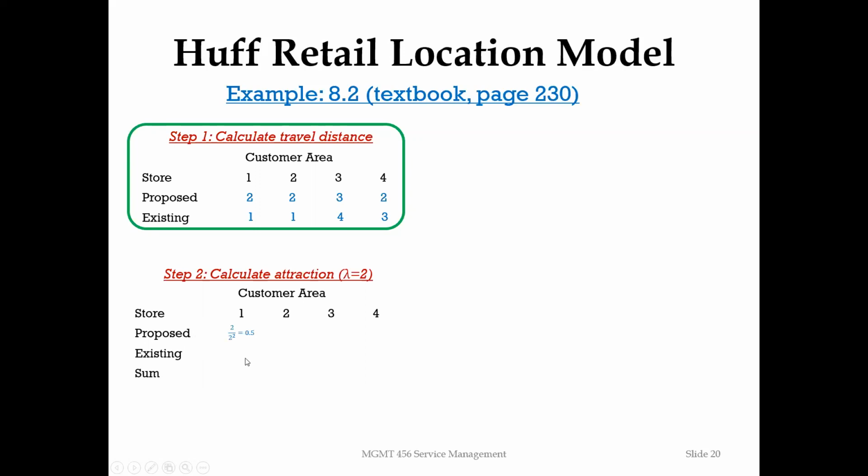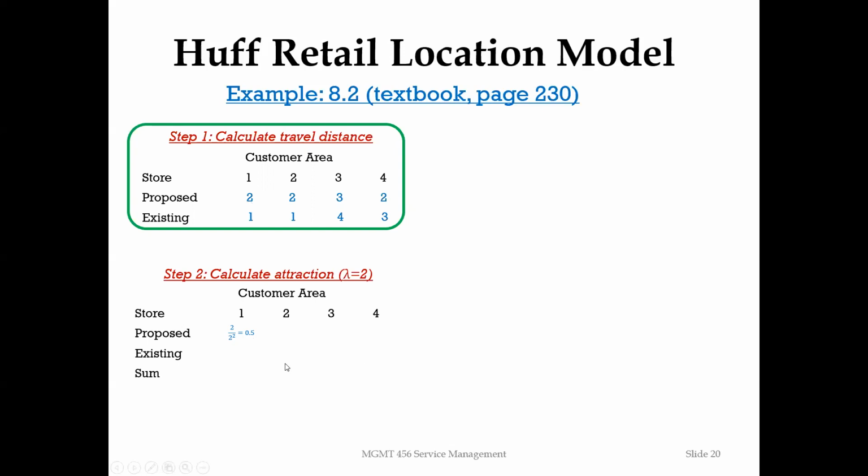So this is how we calculate attraction. The numerator is the store size. We know for the proposed store, the store size is 2, so that's why it's 2. Denominator, we have travel distance, which is 2. 2 is from here, which is travel distance from custom area 1 to the proposed store. And we do the power function. This is lambda. So lambda here is 2. For this particular application, the value for lambda is 2. That's why it's 2 squared, and you do the math, you get 0.5.